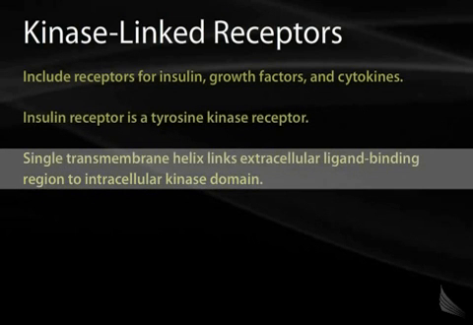The insulin receptor only has a single transmembrane helix, as opposed to other G protein coupled receptors, which have more, like 5 or 7 transmembrane domains.